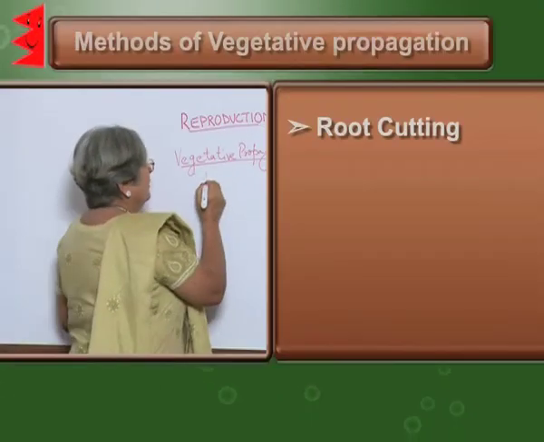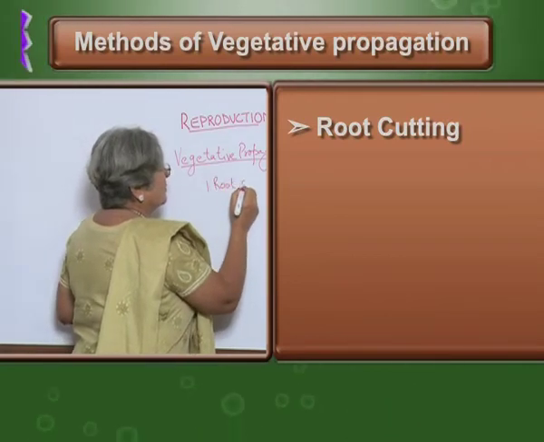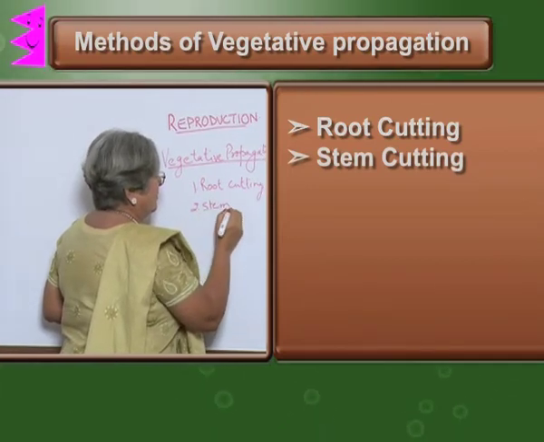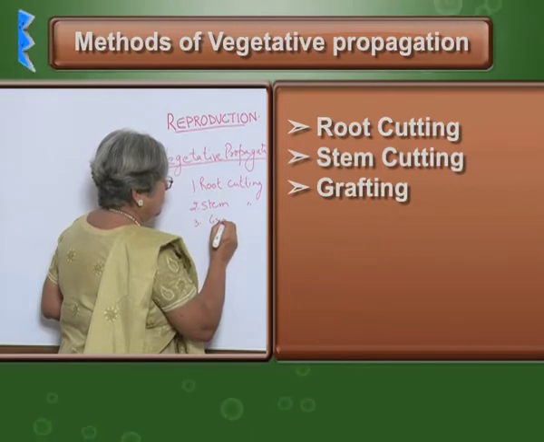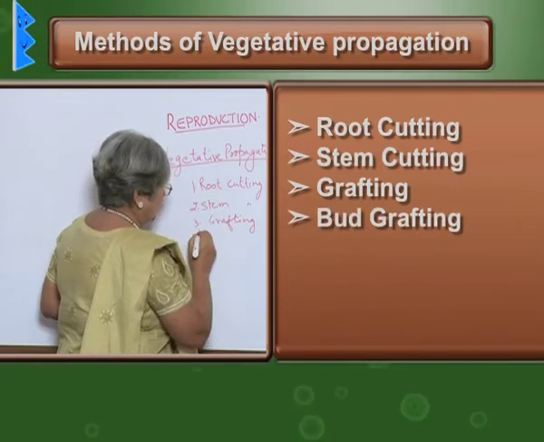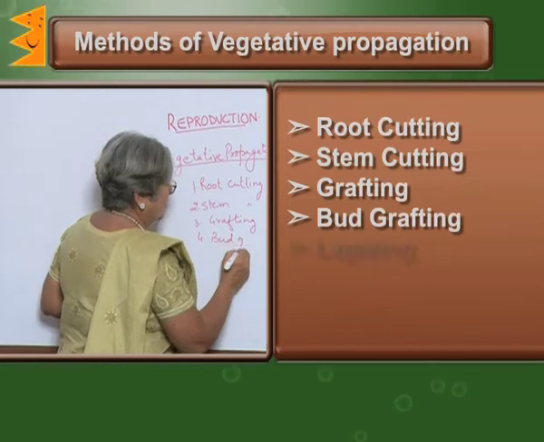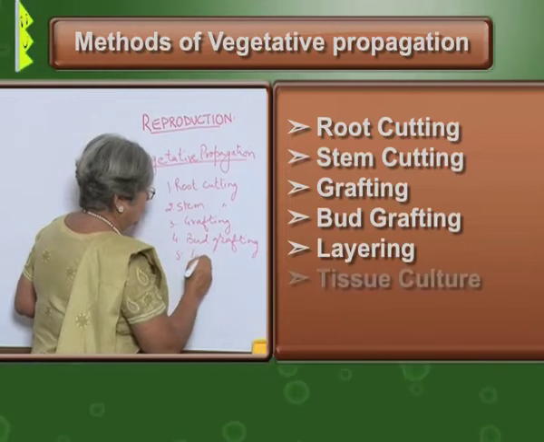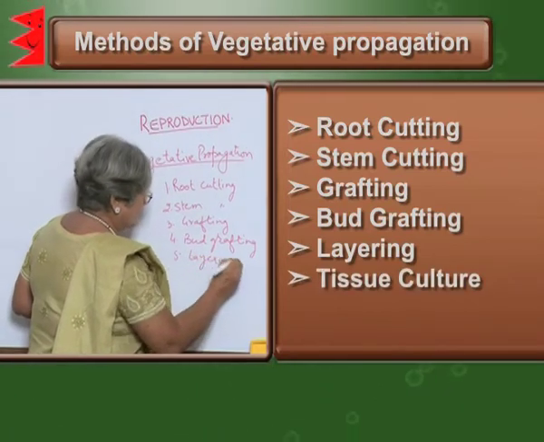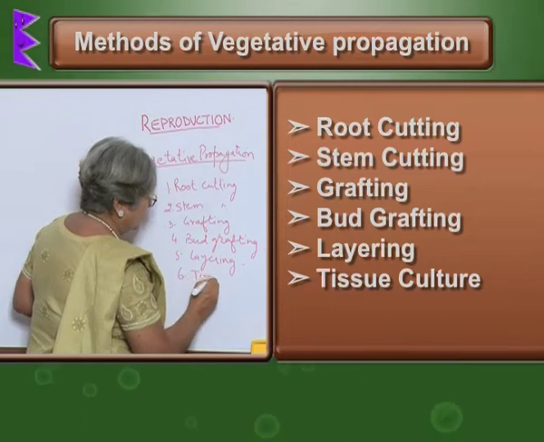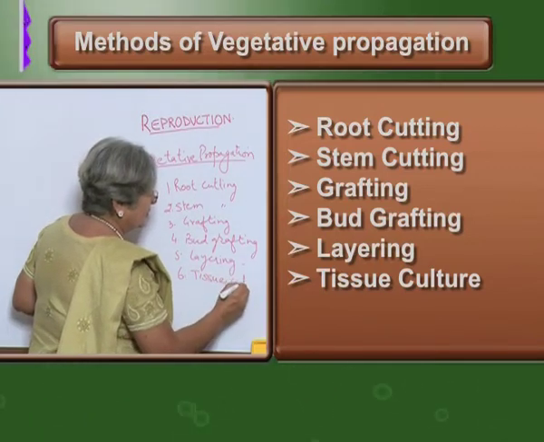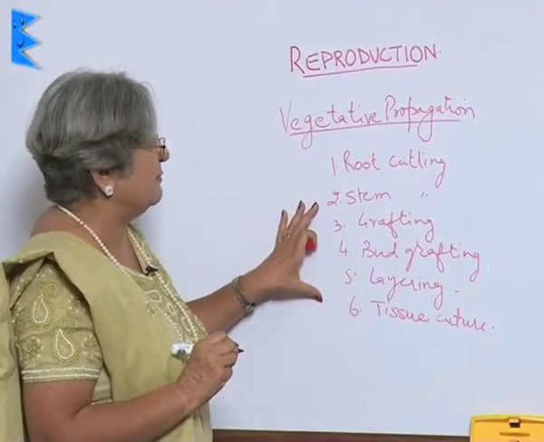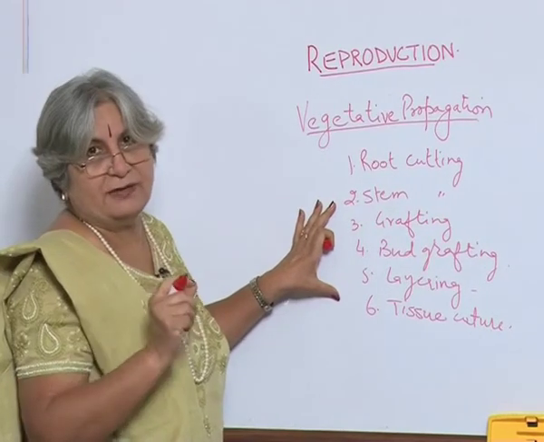It can be by root cutting, stem cutting, it can be by grafting, bud grafting, layering, and even tissue culture, which is the latest technique for producing plants in a test tube. So, in all these methods, basically what is used is a vegetative part.